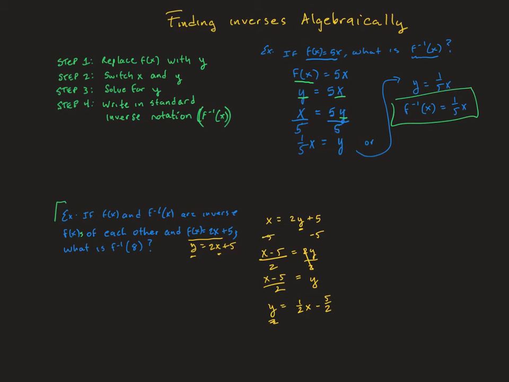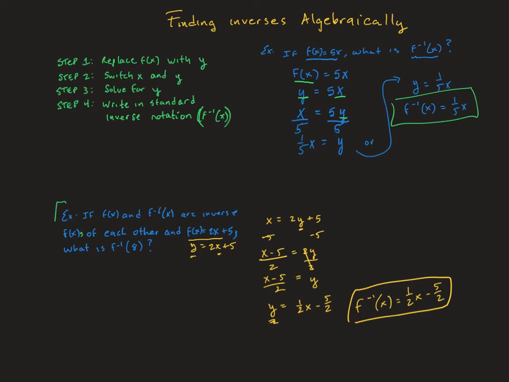Then the next step is to write in standard form, so I'm going to replace that with f of negative 1 of x. So it's going to be f inverse of x equals 1/2 x minus 5/2. We're only a little bit more than halfway done here, because I've come up with the inverse function, but it has asked me to find what is the inverse function of 8.